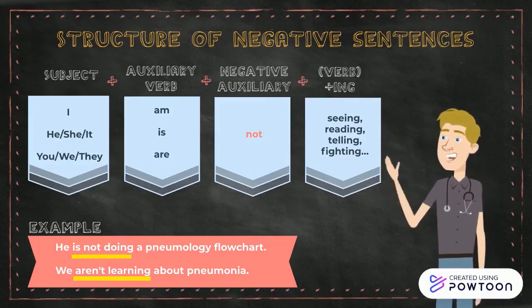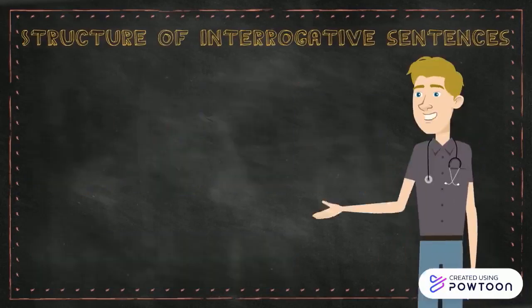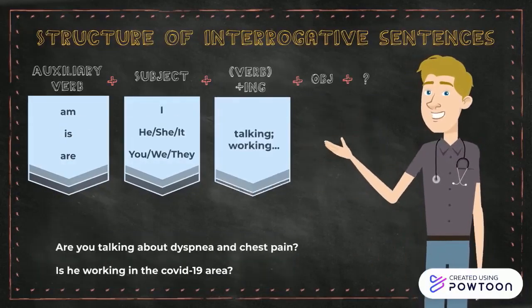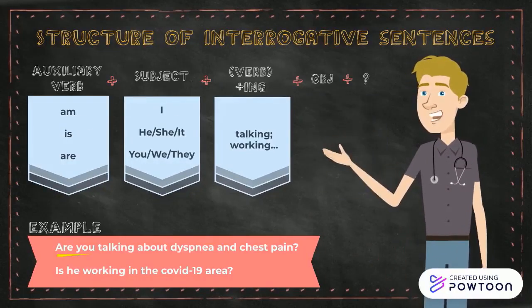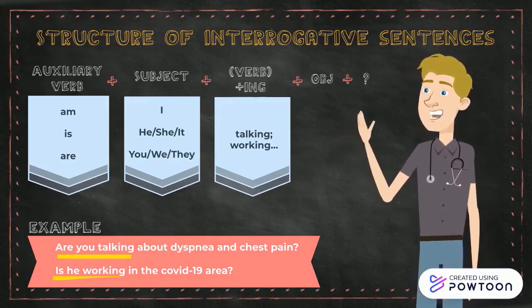He is not doing a pneumology flowchart. We aren't learning about pneumonia. Structure of interrogative sentences in the present continuous tense. Auxiliary verb plus subject plus verb plus ing plus obj plus question mark.